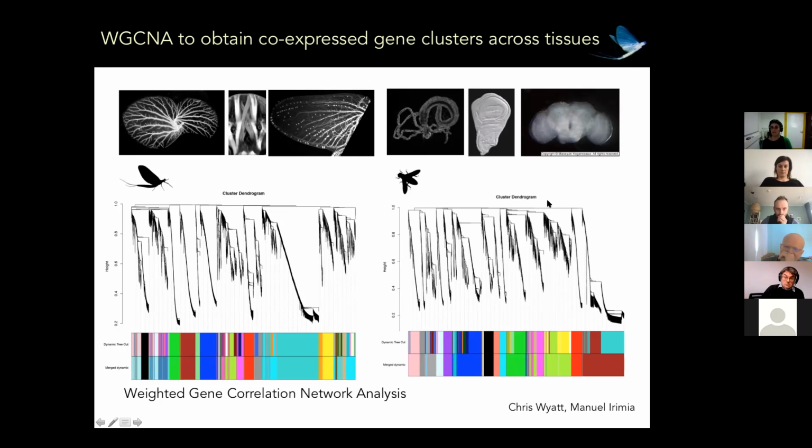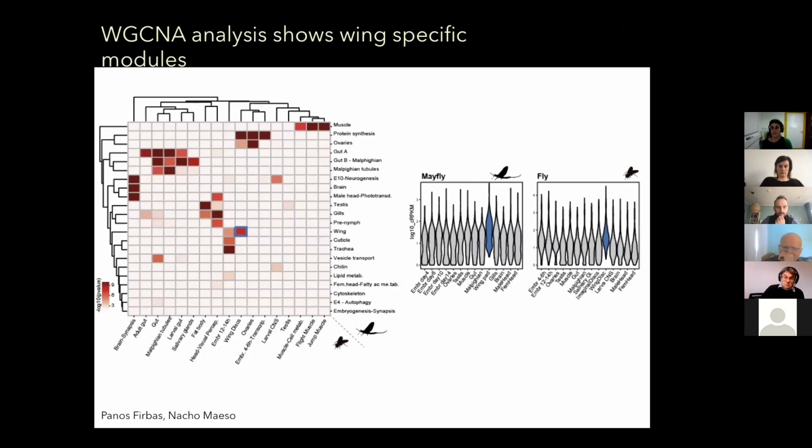And what we did was a pairwise comparison to check which kind of genes were located in these clusters and if they were the same. So we have many different types of clusters: for muscle, for ovaries, brain, gut, etc. But of course, we were interested first in whether we had a wing module in mayflies and flies, and if there was an overlap of the genes.